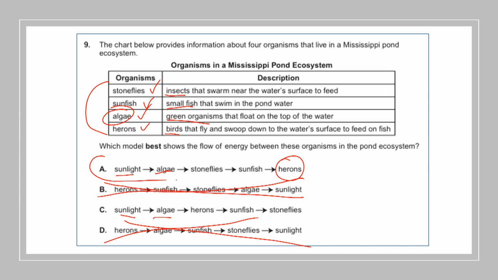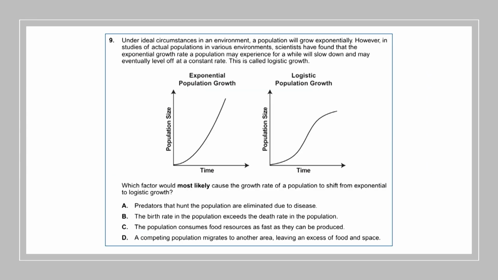I think we should go with letter A, because the sunlight starts a food chain, the algae uses it to do photosynthesis, the stoneflies eat the algae, the small fish eat the stoneflies, and then the herons eat the fish. That's the correct flow of energy in this ecosystem, okay? Great, let's keep it going.